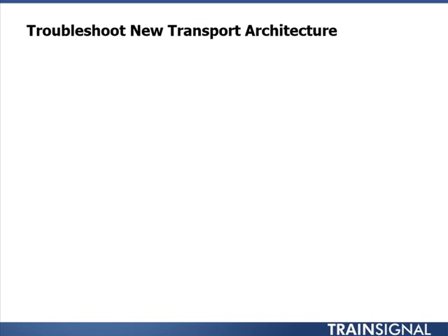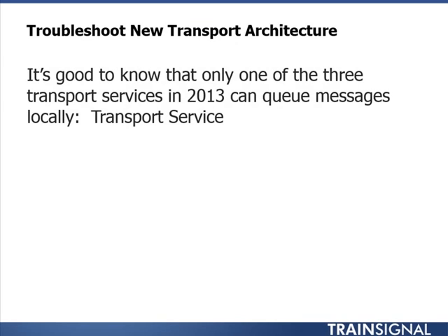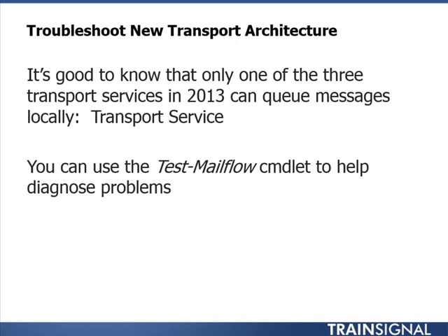With a new transport architecture, it's important to understand the way it works in case you have to troubleshoot it. So it's good to know that only one of the 3 transport services in Exchange 2013 can queue messages locally, and that's the transport service. The other thing is it's good to know what tools you can use in order to test mail flow. So you can use the test-mailflow cmdlet to help you diagnose problems with your flow of mail.